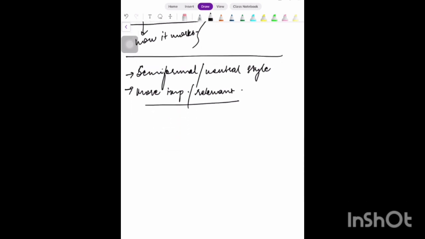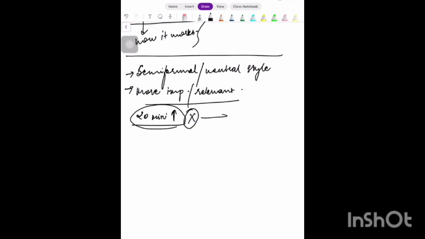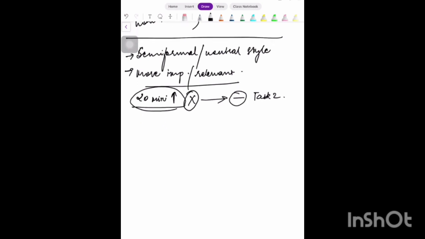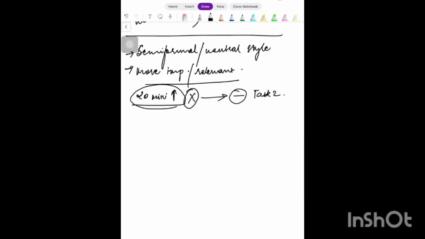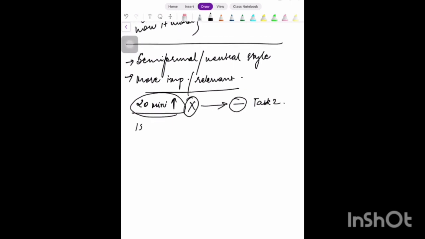You should spend no more than 20 minutes. If you spend more than 20 minutes on this, it is a danger for you, because then you'll have no time left for task 2. You should write at least 150 words, and you will be penalized if the answer is too short, but not for writing more. I would recommend going to 160 or 170 words, because we have to keep in mind the 20 minute timeline.